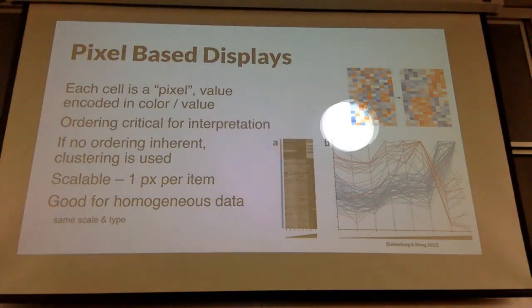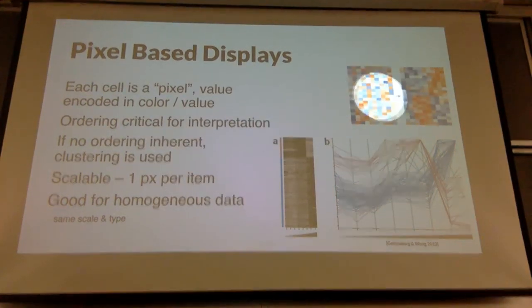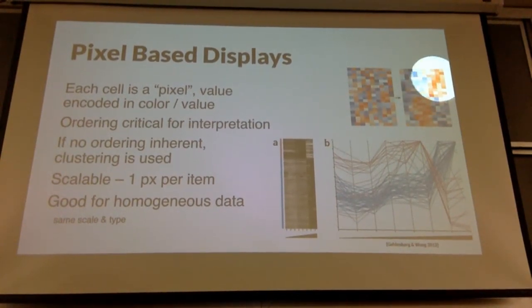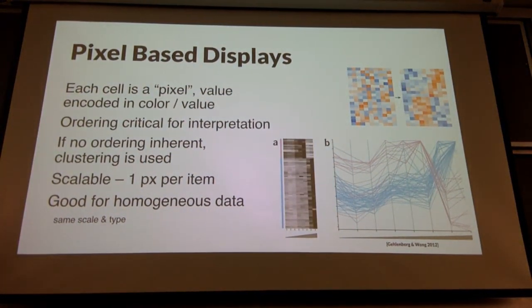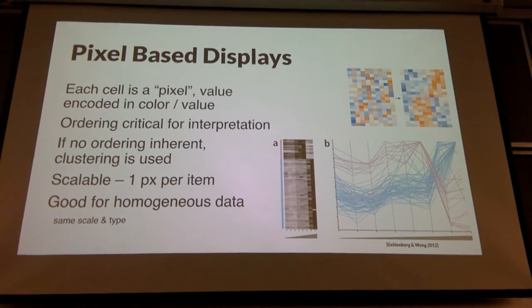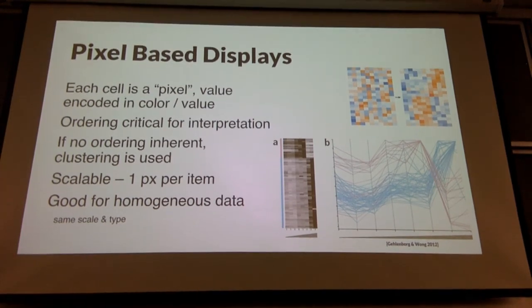So here you see an example, like an unordered heat map and an ordered heat map. And I can really see clusters here, a high cluster here and here, and low clusters here and here, which I can't really see in here. So this really relies a lot on a sensible and usually unsupervised learning-based ordering. And if no ordering is inherent, then you use something like clustering.